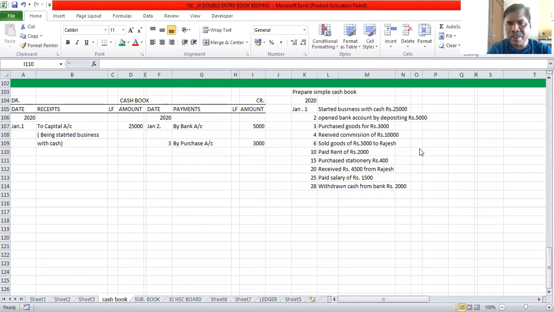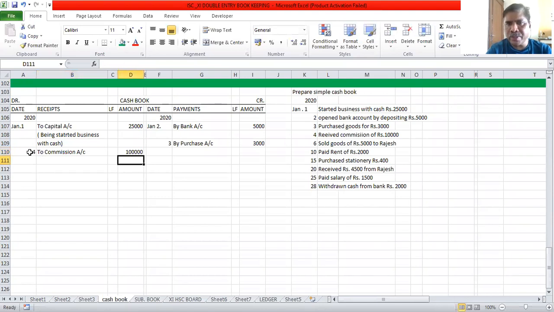Next, received commission of rupees 10,000. Does cash come in or go out? Comes in, sir. Therefore, receipt side. What should I write? Commission received. Commission account, in debit side, amount is 10,000. Being commission received. That narration we have to write. Okay. Next.